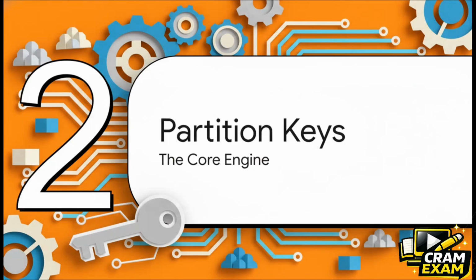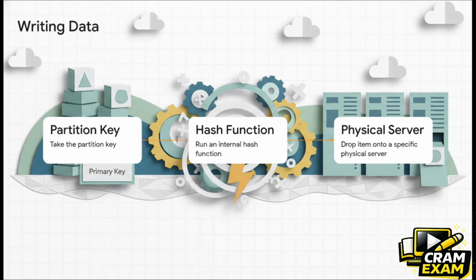Section 2. The core engine, partition keys. So, how exactly does DynamoDB give you single-digit millisecond latency, whether you have 10 items or 10 billion items? Well, it all comes down to the partition key. Every single item must have a primary key. When you write data, DynamoDB takes that partition key, runs it through an internal hash function, and uses the output of that math to drop your item onto a specific physical storage server. And that physical server? That's called a partition.